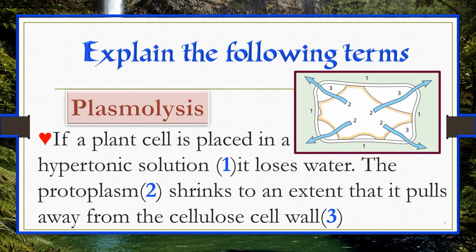You have a plant cell, you place it in a hypertonic solution, a solution which is concentrated. The plant cell is going to lose water. And as it loses water, the protoplasm, that is the cytoplasm and its content, shrinks. It becomes smaller. That is, it pulls away from the cellulose wall. And therefore we say the cell has been plasmolyzed. Plasmolysis.